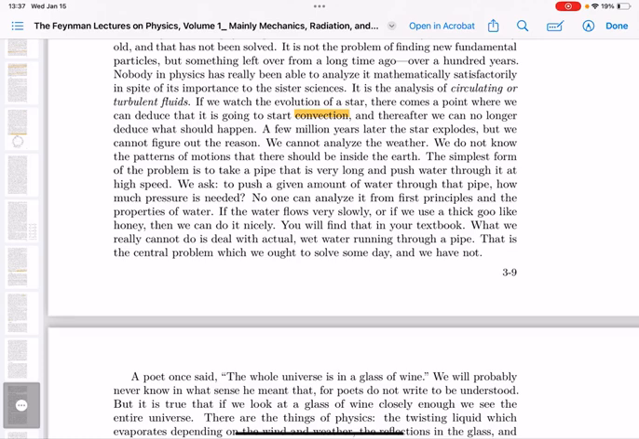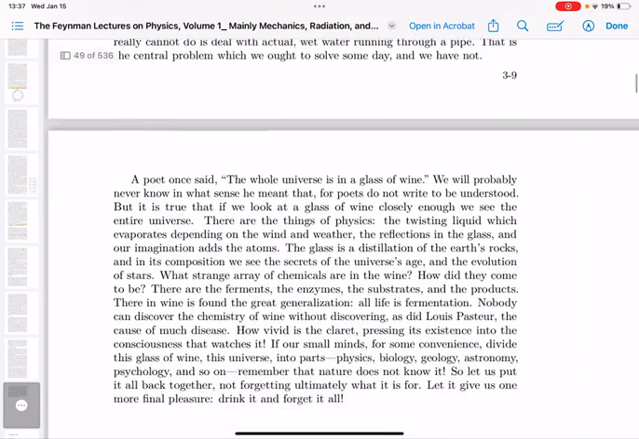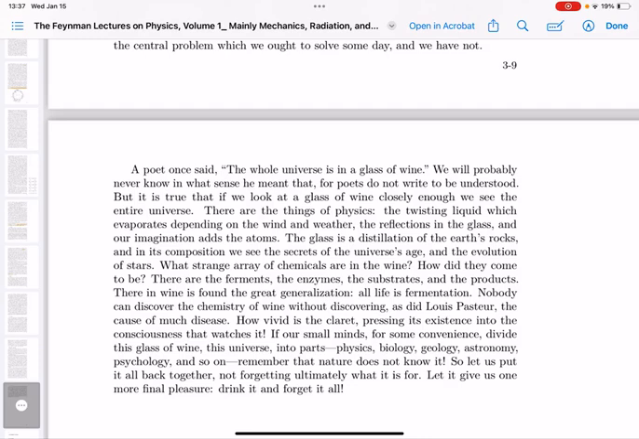The simplest form of the problem is to take a pipe that is very long and push water through it at high speed. We ask to push a given amount of water through that pipe, how much pressure is needed. No one can analyze it from first principles and the properties of water. If the water flows very slowly, or if we use a thick goo like honey, then we can do it nicely. You will find that in your textbook. What we really cannot do is deal with actual wet water running through a pipe. That is the central problem which we ought to solve someday, and we have not.